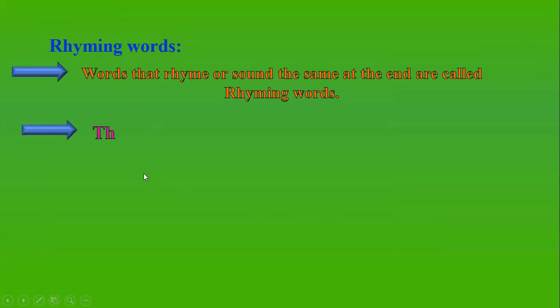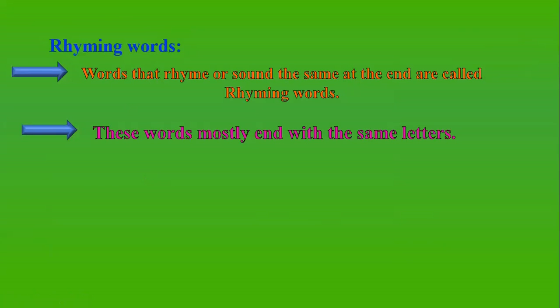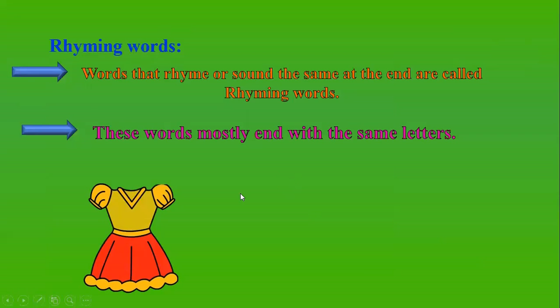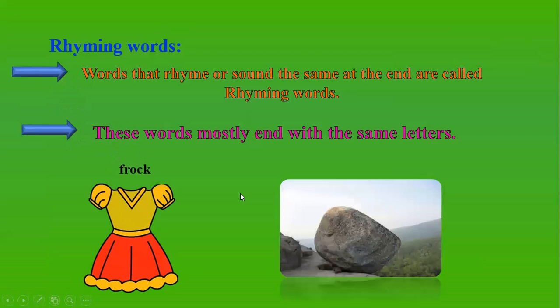These words mostly end with the same letters. Now check this example out, children. Here we have a frog. Now what is this we have here? It is a rock. If you notice, you will find that ock in frog and ock in rock rhyme. They have the same spelling as well as the same sound.